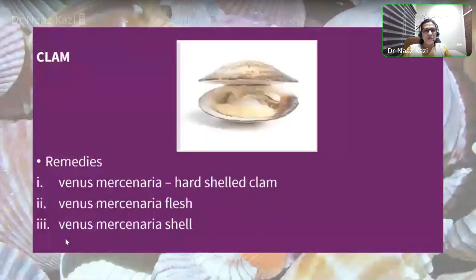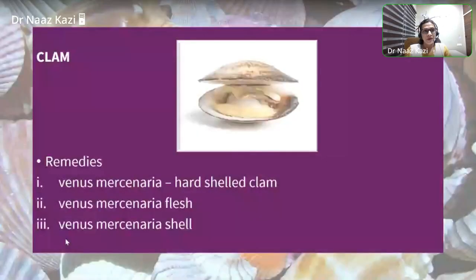Now let us see something about the clam. What are the remedies that we have from the clam? So we have Venus mercenaria, which I gave her. That was the hard shell clam. Then we have Venus mercenaria flesh. We have Venus mercenaria shell.